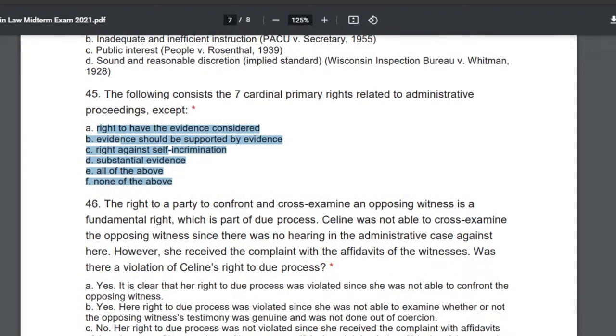And then we have here finally, 46. The right of a party to confront and cross-examine an opposing witness is a fundamental right which is part of due process. Now, Celine wasn't able to cross-examine the opposing witness since there was no hearing in the admin case against her. However, she received the complaint with the affidavits of the witnesses. Was there a violation of Celine's right to due process?